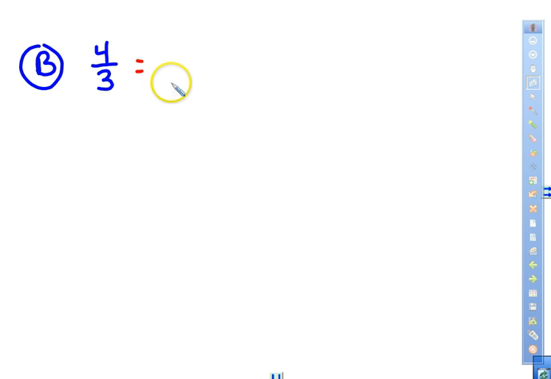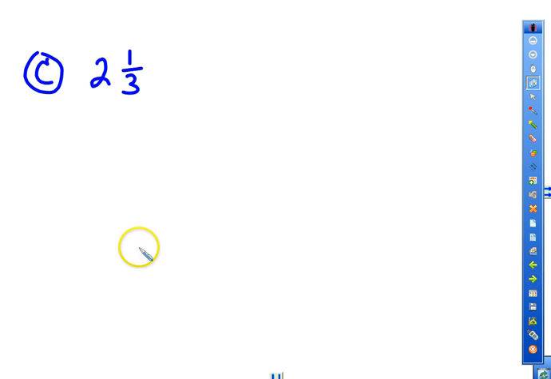Multiplicative inverse, this is already an improper fraction, so we flip it. And you get 3/4. Now let's look at our next. Go ahead and solve C.